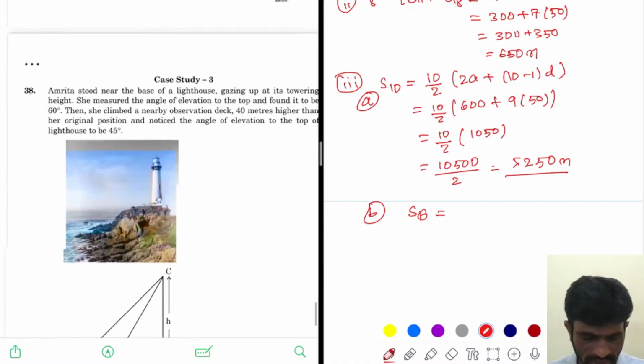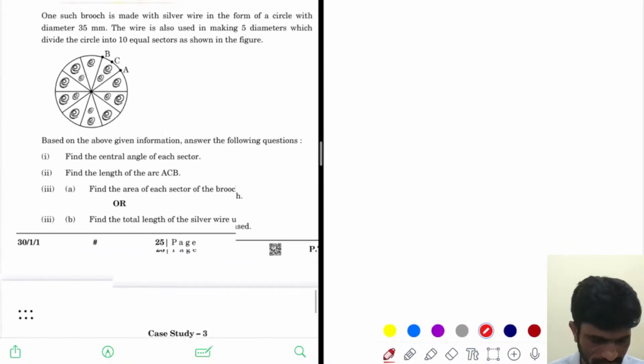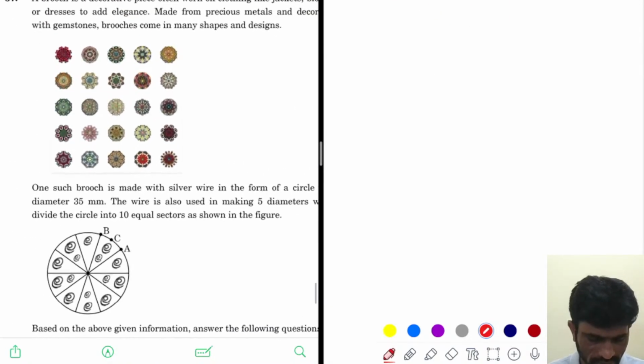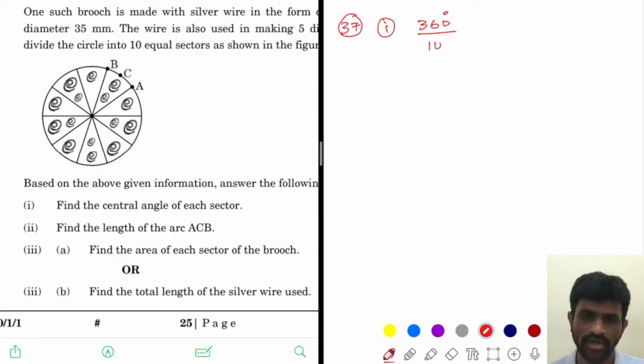This is question number 36, and 36 is over. Now 37: in 37 they are asking what is the central angle made by each sector. So total 360 degrees we know. There are how many sectors? 10 sectors. So we just have to divide by 10. Then we get it as 36 degrees. First question answer is 36 degrees.